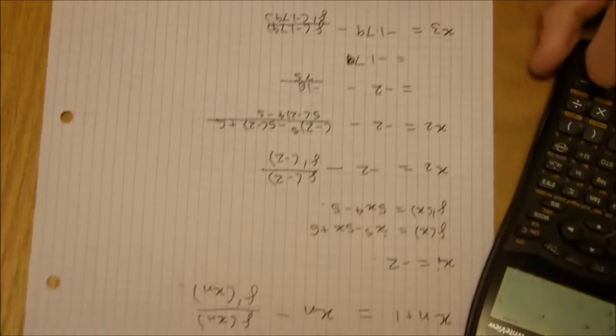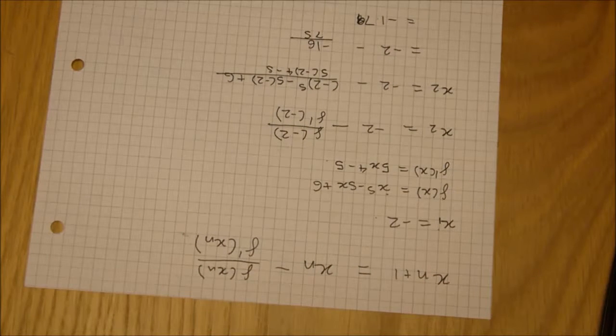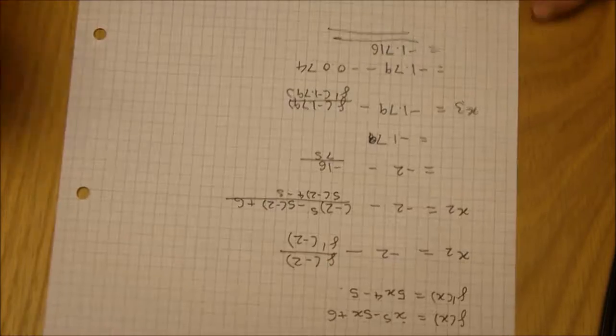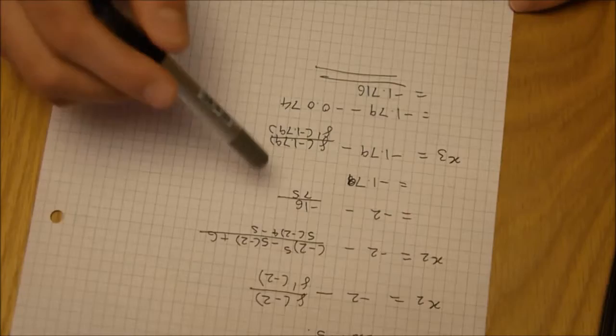So just to quickly go over that again, the Newton Raphson formula is xn plus 1 equals xn minus substituting xn into your original equation over the first differential, substituted in. We have taken -2, we have substituted it into the equation and got a better answer, and then we have done it again for the final answer.